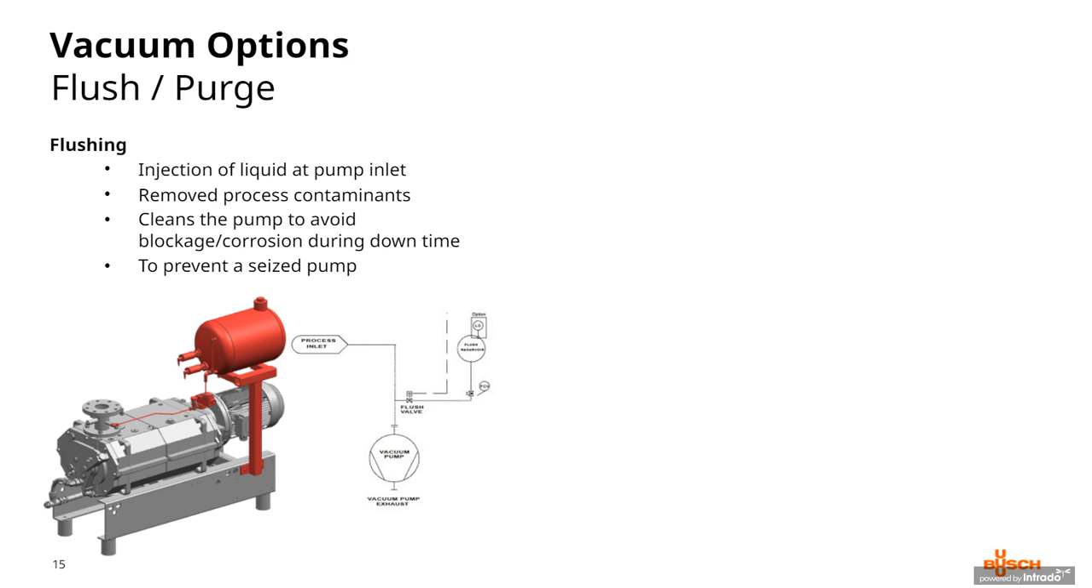For the dry screw, depending on your process, we might recommend flushing. In the flushing process, we're basically injecting a liquid at the pump inlet that has the objective to clean the pump in order to avoid any blocking between process or during standstill. Automatic flushing with suitable solvent is done at regular intervals to make the system maintenance-free, hence added value into the system.